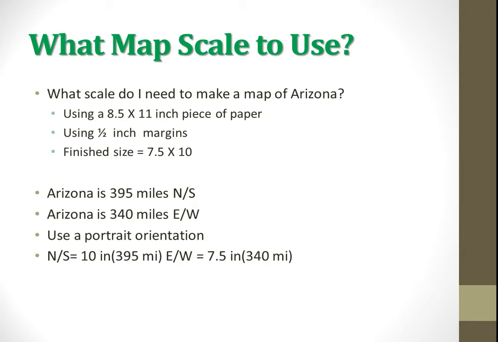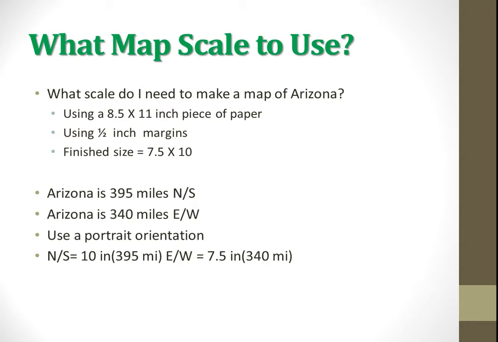So if I Google Arizona length and width, I get kind of some general numbers. Arizona is 395 miles north-south and 340 miles east-west. So I know that in order to get Arizona to fit best on the page, I'm going to use portrait because Arizona is longer north-south than it is east-west.